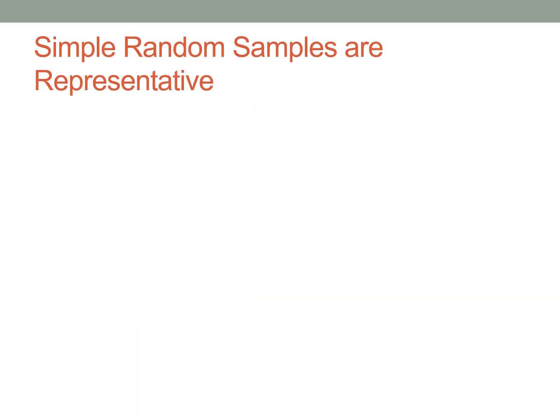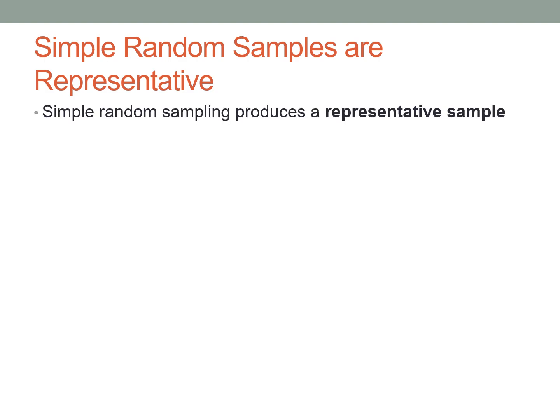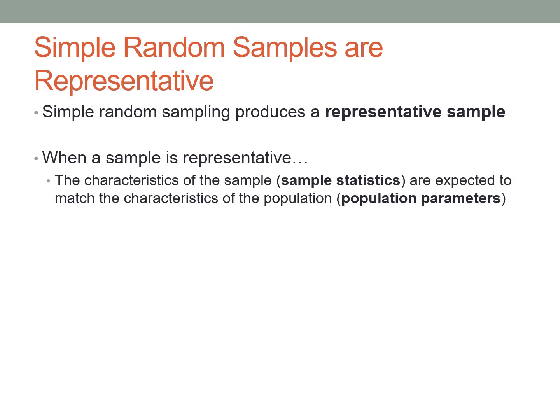So why are simple random samples so good? Why are these the gold standard of sampling, and why are we going to pretend that everything we see in this class is a simple random sample? The key is that simple random sampling produces what we call a representative sample. And when a sample is representative, the following things are true.